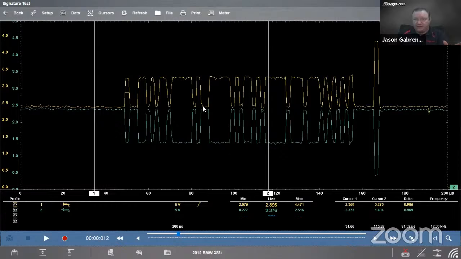So any of these flat spots in between the data bits should also be this level. So we should see roughly 2.5 volts. So in this case, 2.369, 2.373. Then when it transmits data, the high side goes up.